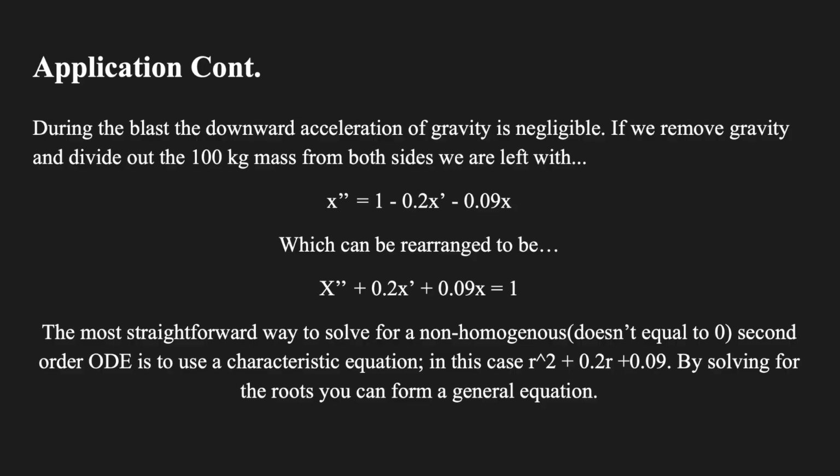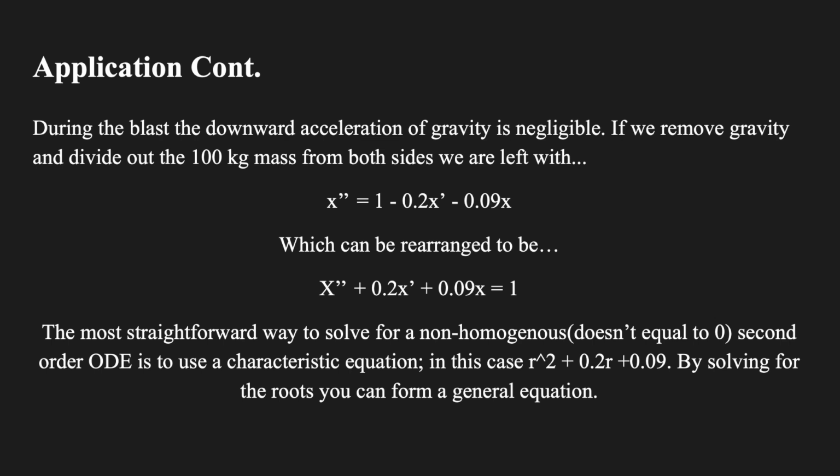In this particular scenario, gravity's effect is actually very small, so we can ignore it for now. We can also divide out the 100 kilogram mass from both sides of the equation. After clearing out those terms and rearranging the remaining terms, we get x prime prime plus 0.2 x prime plus 0.09 x is equal to 1. Here we have a second-order non-homogeneous differential equation.